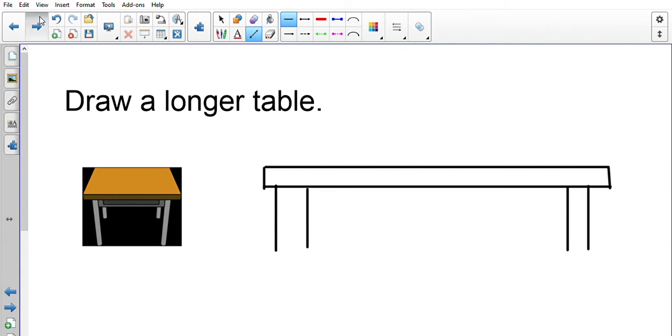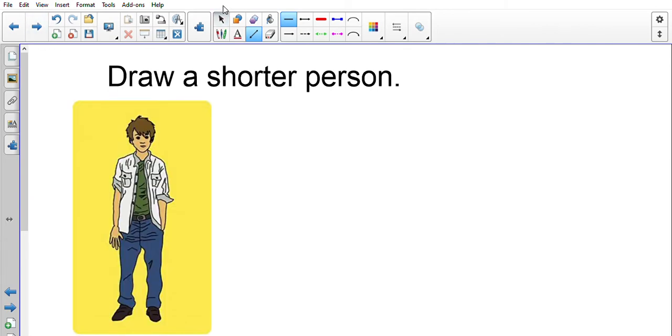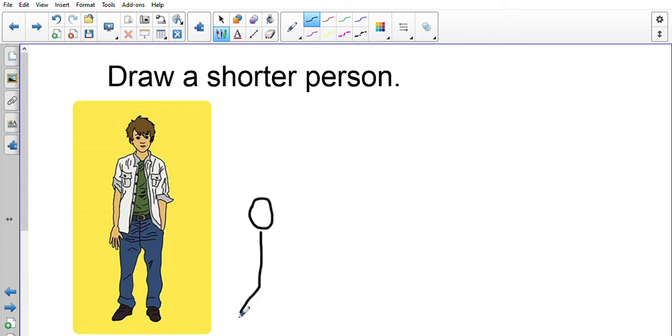Fantastic. So look at the next activity. Draw a shorter person. So this person is going to be taller. I've got to draw a short person. So I'm just going to do a stick person. It needs to be shorter than this. So here's my shorter person. In your books, you're going to have to do some longer and shorter pictures. It's not an art lesson, so you can just do them really simple, like mine. It doesn't matter what your drawing looks like. That person is a longer person and a shorter person.